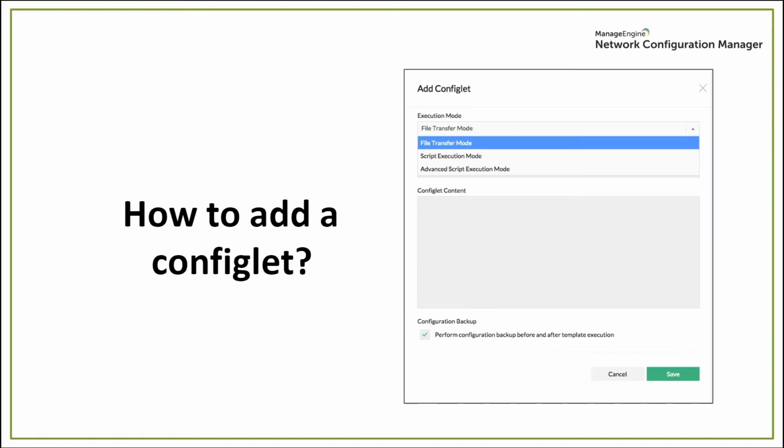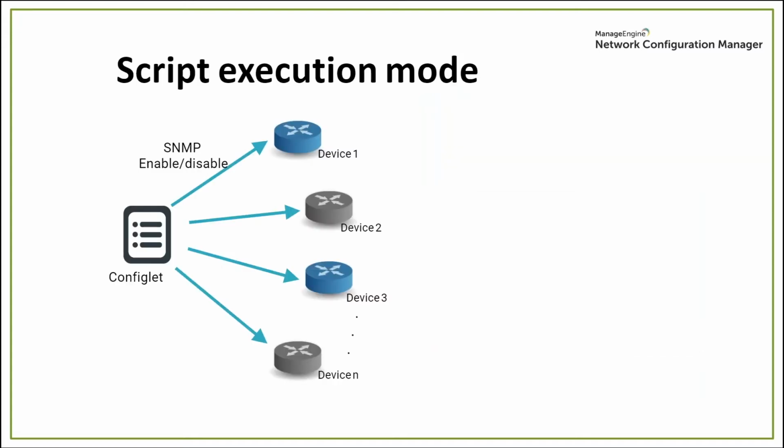Now, let me tell you how to add a configlet. You can add a configlet using three modes: file transfer mode, script execution mode, and advanced script execution mode. So these modes are based on how the commands will be executed in the device. So let's start with the script execution mode first.